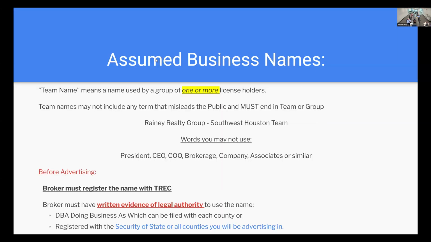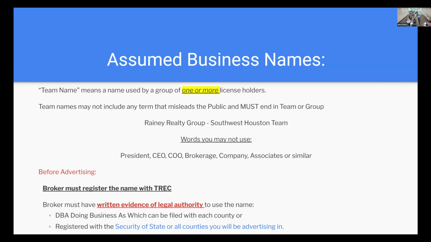Now, a team name or a group name. What was going on before 2018, people were advertising under a name, and it made it look like they were the broker. So the general public didn't know who was responsible for the brokerage. So they changed it. It must always end in team or group, even if there's one person. An example I use is Rainy Realty Group, Southwest Houston Team. Either one of those is compliant as long as I have a DBA for it and I've filed it with TREC, and the broker files it with TREC, and literally it takes me less than a minute to file it.